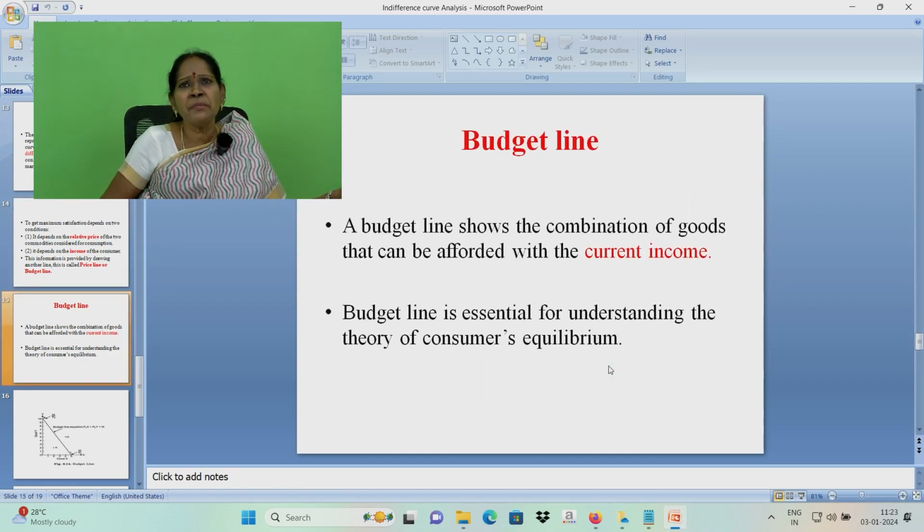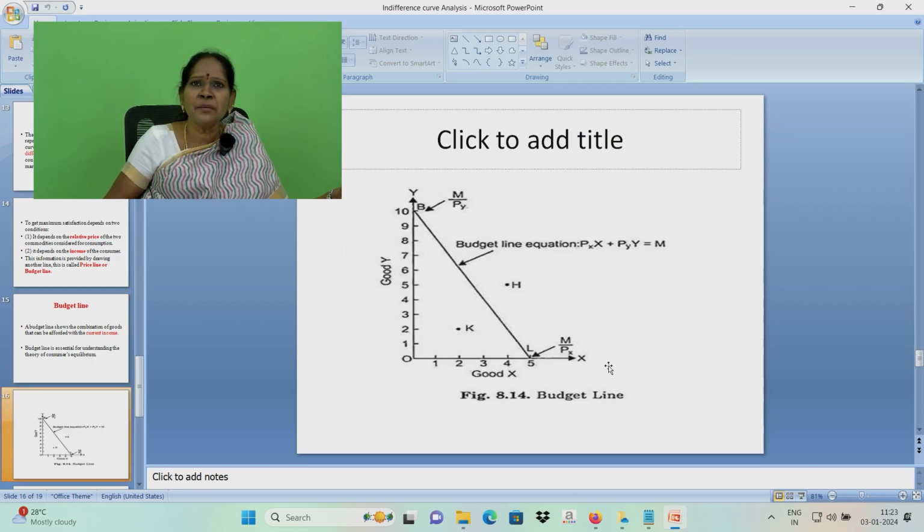So budget line means the current income of the consumer is going to decide the combination of the commodity. How to understand the budget line? It's nothing but drawing a line between the x-axis and the y-axis, which will give you the budget line. If you select any point on the budget line, it will give you equal satisfaction.